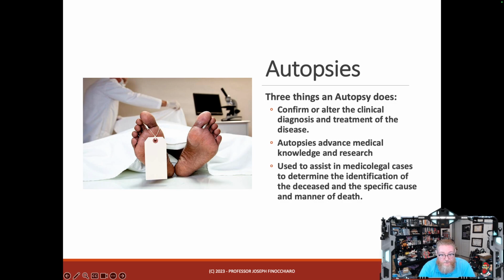It confirms or alters the clinical diagnosis and treatment of the disease. They advance medical knowledge and research, and they're used to assist in legal cases to determine the identification of the deceased and the specific cause and manner of death.